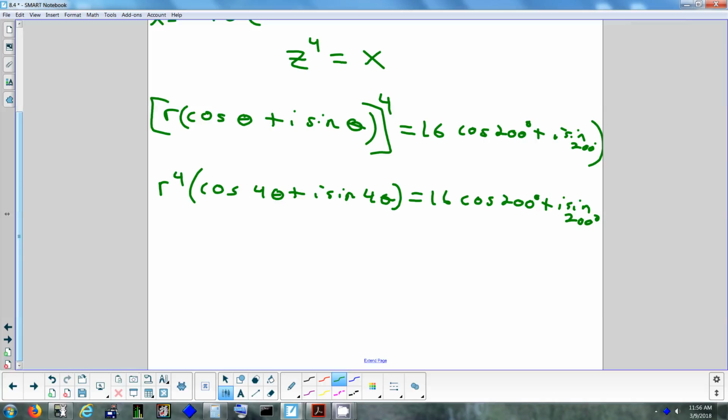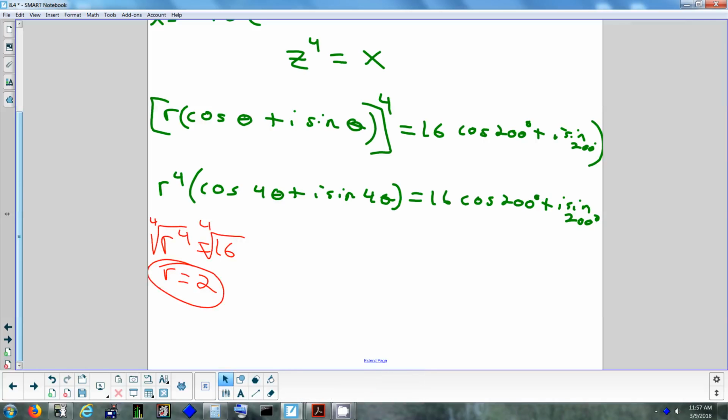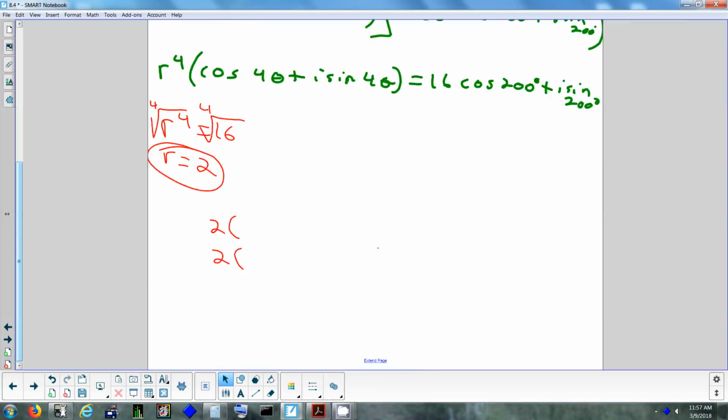Okay, now I'm going to set up my two equations. What on the left should equal what on the right? r to the 4th should equal 16. That's the easy one, the quick one. Take the 4th root of each side. What's the 4th root of 16? 2. So when we write all 4 answers, they're all going to start with a 2.